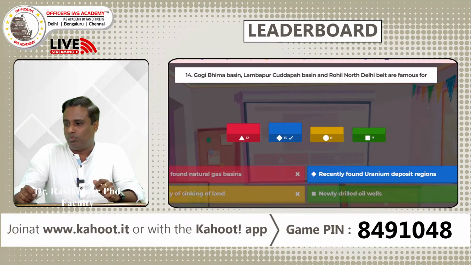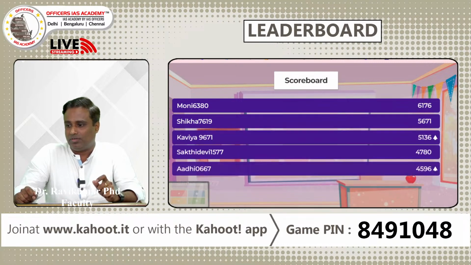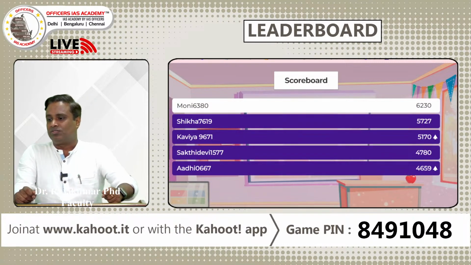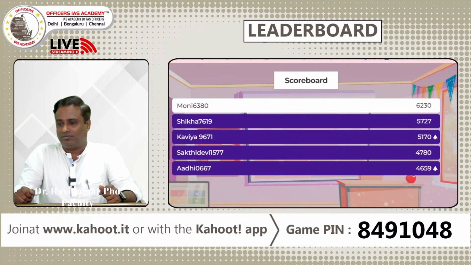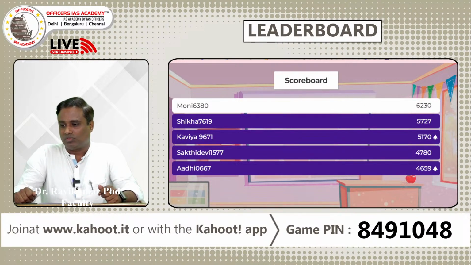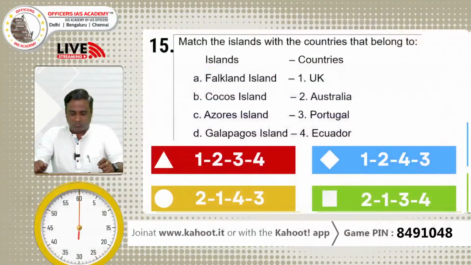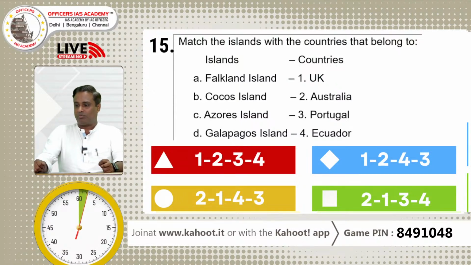Now we look at the leaderboard before going to the last question. Moni retains the top spot. Good. Shaika second one, and Kavya entered into the 3rd. Satyadevi claimed 4th. Adi then number 5. Now we have the last question on the board. We'll see who claims the top spot now.